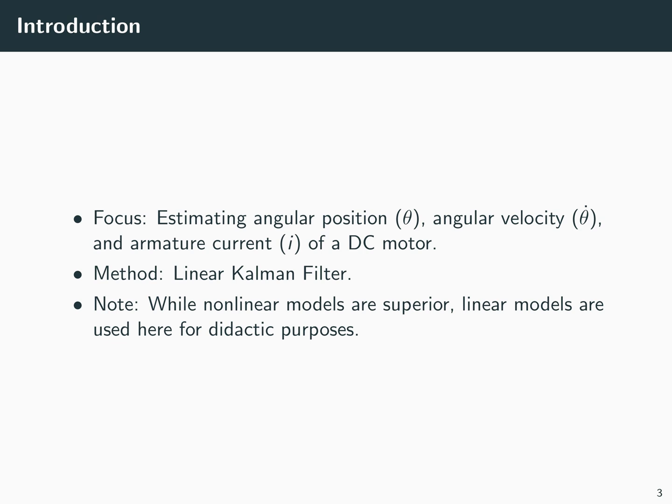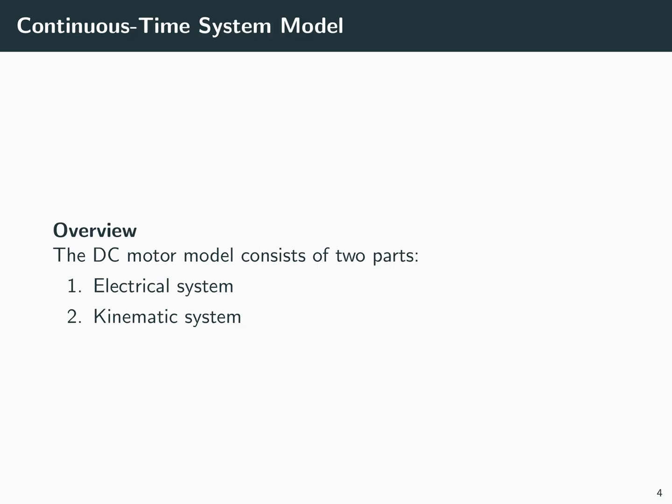In this course, we will focus on estimating the angular position, angular velocity, and armature current of a DC motor using a linear Kalman filter. While nonlinear models offer greater accuracy, for educational purposes, we will utilize a widely accepted linear model that is sufficient for our analysis. Let's begin by discussing the continuous time system model of a DC motor.